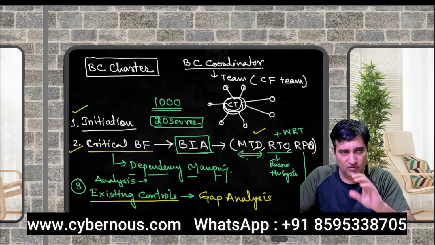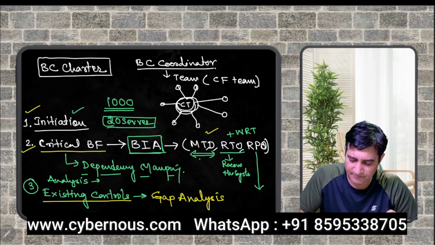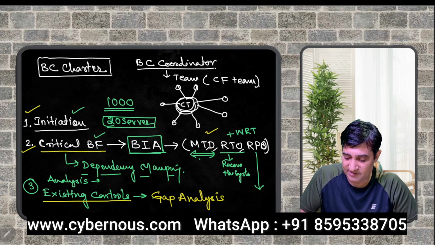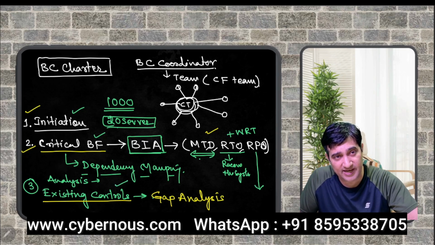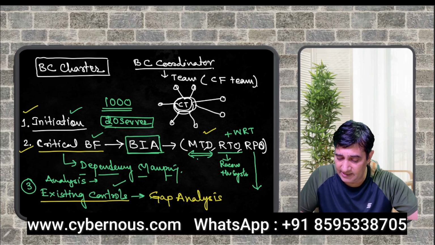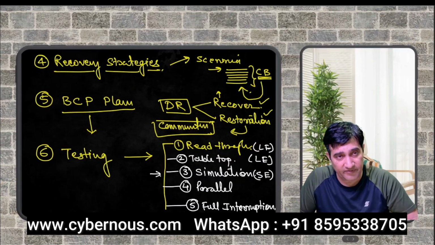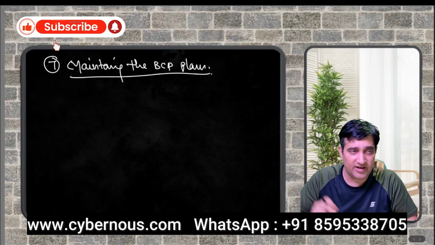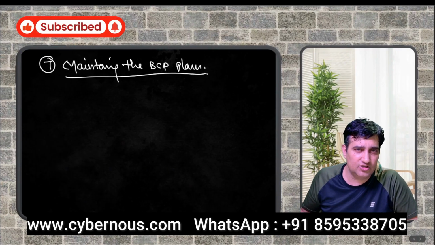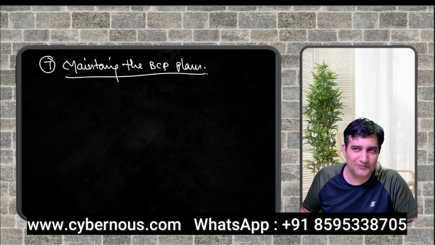There is a 7-step process I have discussed with you. Then BIA, business impact analysis, evaluating the existing controls and doing the gap analysis, all of it, and then recovery strategies, the BCP plan, then testing, and finally the maintenance plan. So I think this gives you a holistic picture of the entire BCP.